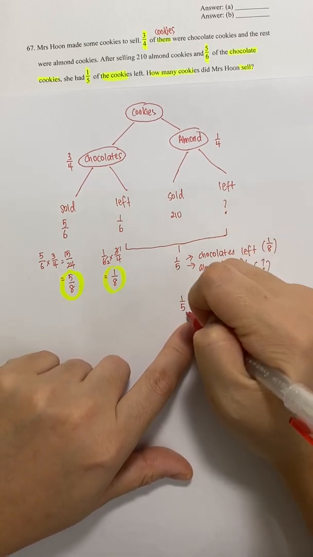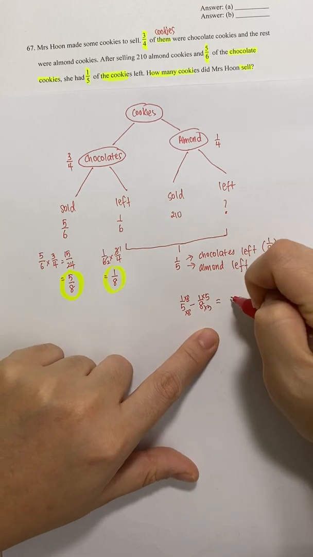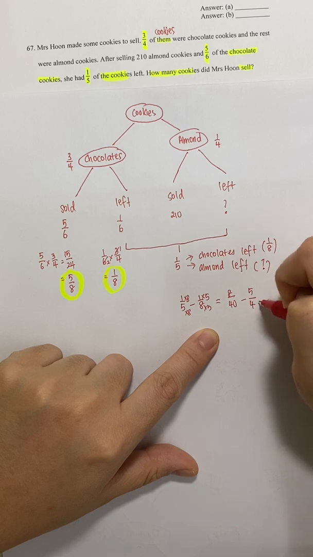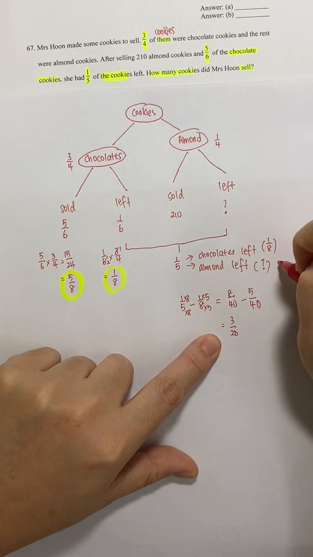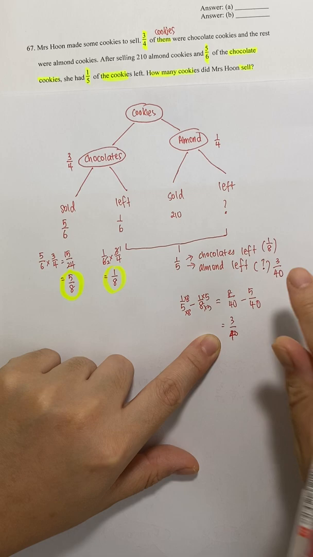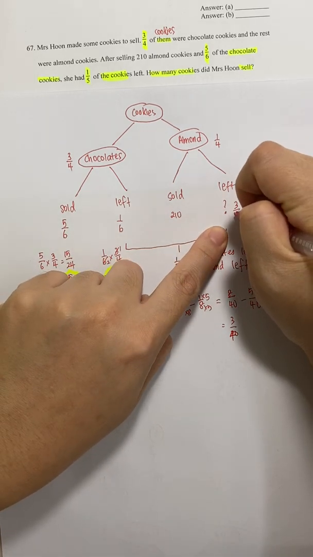My common denominator will be 40. So I multiply 8 times 5. So 8 out of 40 minus 5 out of 40 equals 3 out of 40. So I know that my almond left is 3 out of 40. I'm going to put in the information here. This will be 3 out of 40.